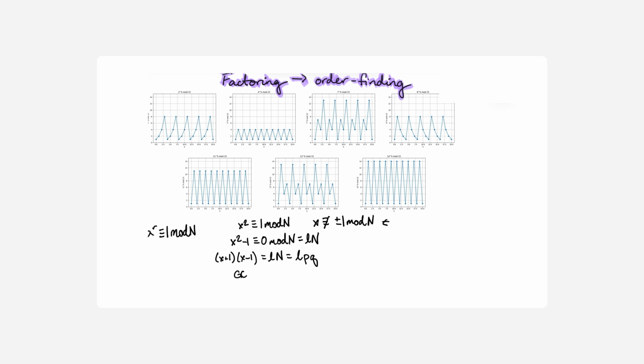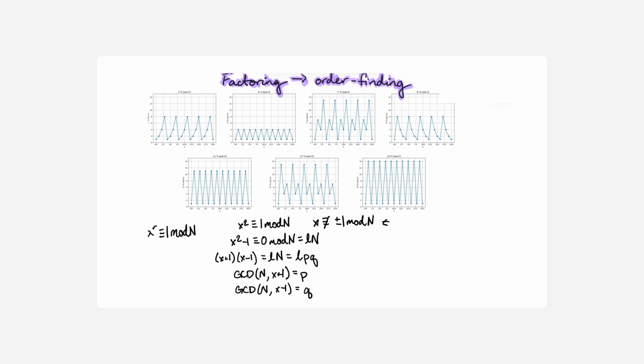That means p and q can't both be hiding in the same factor. They must be split across the two. One divides into x plus 1, the other into x minus 1. And if that's true, then taking the greatest common divisors yields the factors. GCD of n and x plus 1 equals p. GCD of n and x minus 1 equals q, or vice versa. So, finding the prime factors of n simply comes down to finding an x satisfying these two conditions, then computing two GCDs.